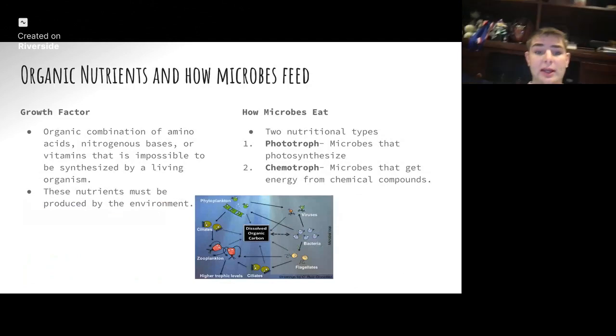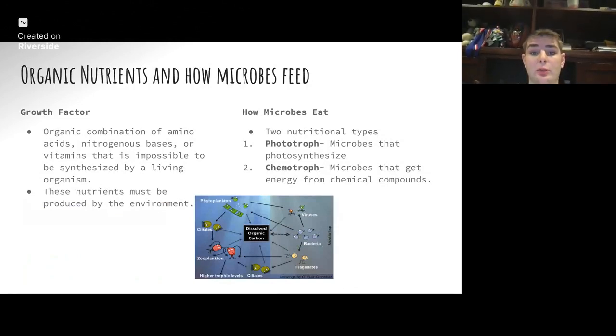So let's look at organic nutrients and how the microbes feed off of them. One is the growth factor, which is an organic combination of amino acids, nitrogenous bases, or vitamins that is impossible for them to synthesize. Those nutrients must be provided by the environment.